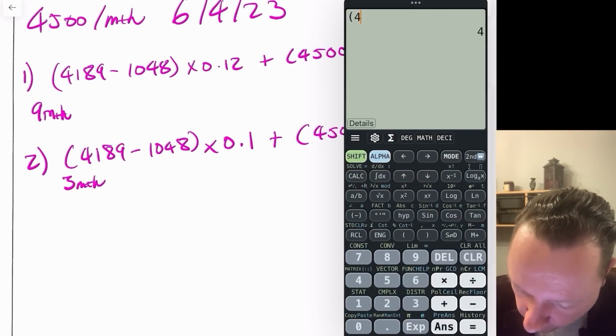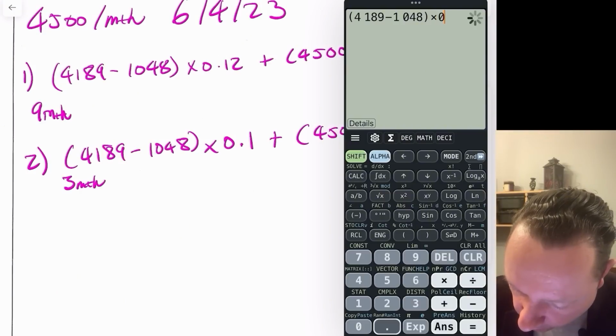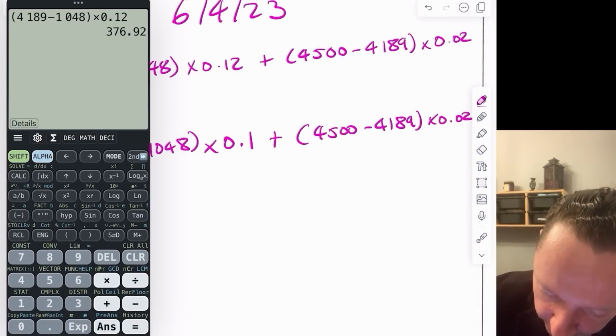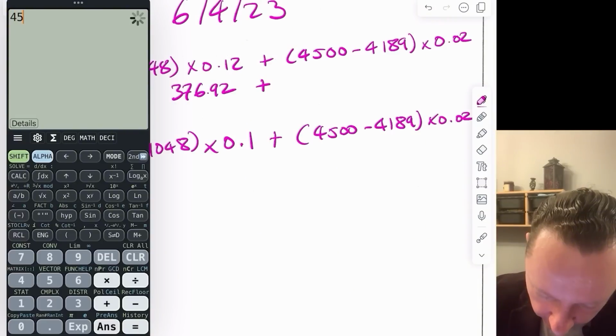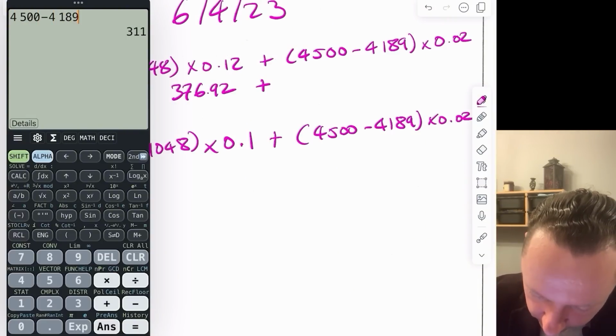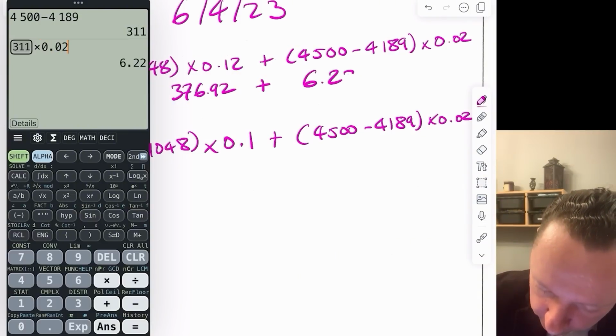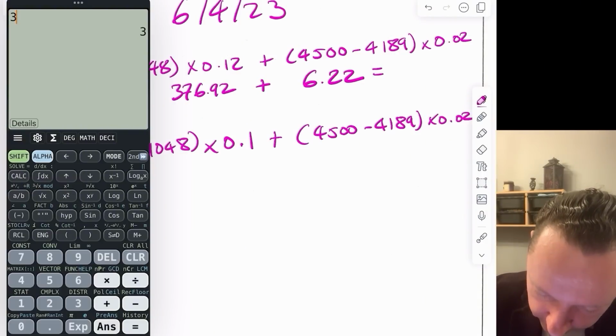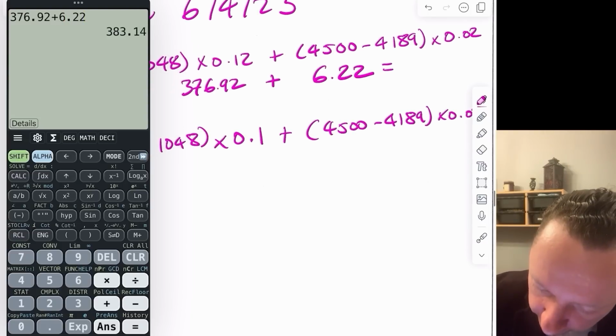So we've got 4,189 minus 1048 times 0.12. So that's the first sum, 376.92, plus 4,500 minus 4,189 times 0.02, which is £6.22. So the total for that one is 376.92 plus 6.22, which is 383.14.